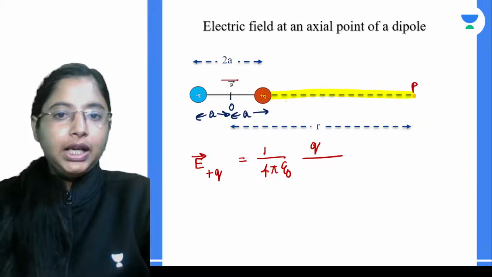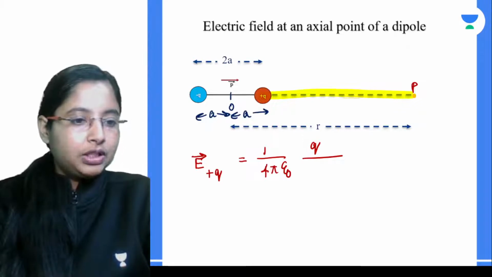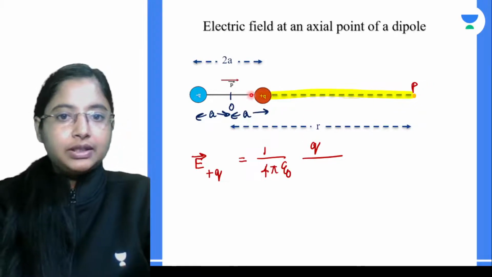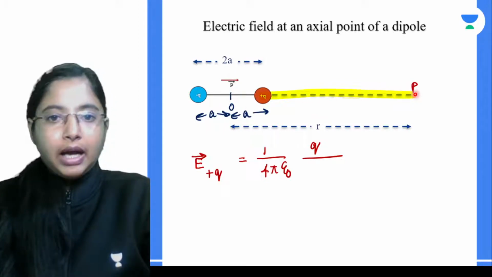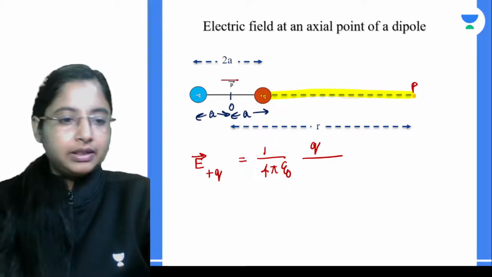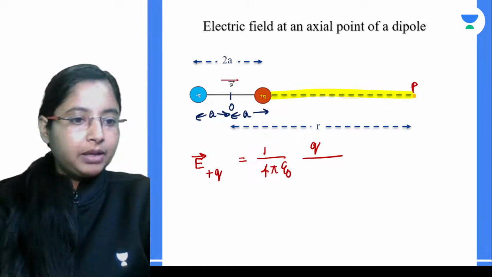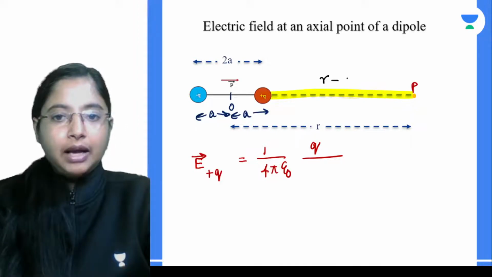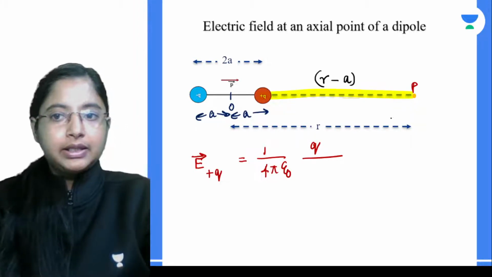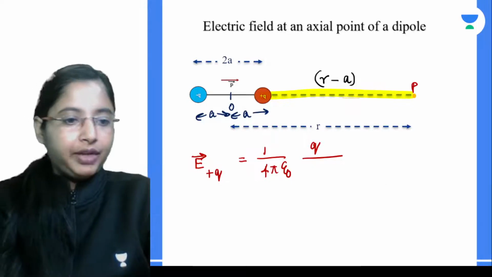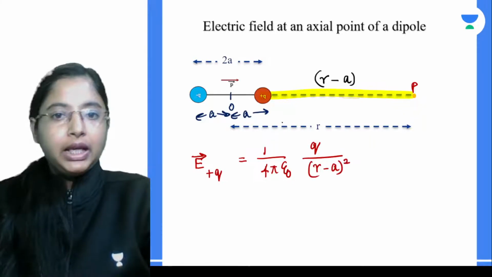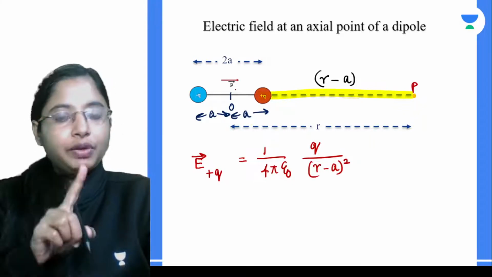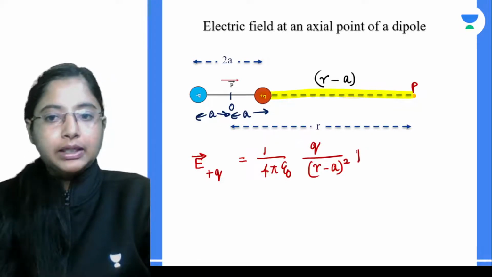Now if you see the electric field between them, what is the distance? We don't know this particular distance, but we know this distance is r and this distance is a. So if we do r minus a, we'll end up getting this distance. So here we have r minus a the whole square, into the dipole moment's unit vector, that is p cap.